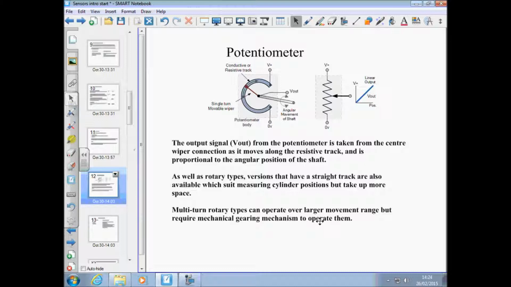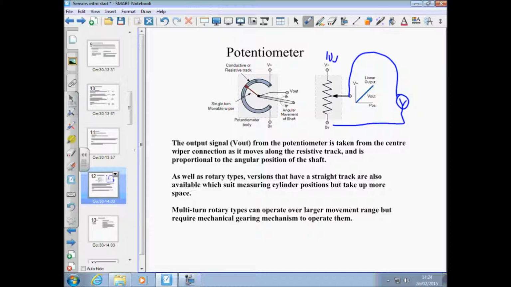A potentiometer consists of some kind of conductive or resistive track. This is the circuit symbol for it, and you have a voltage plus and 0 volts either end of the resistive track, and then a wiper moves along that track, and therefore you can vary the resistance and get a variable output voltage between there and the 0 volt terminal. There's a voltmeter in there.